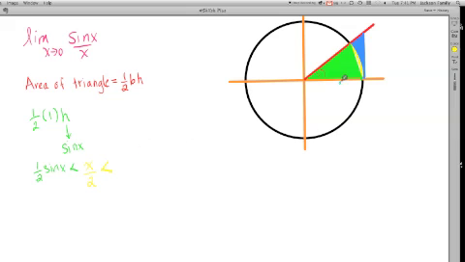Now let's go ahead and look at the area of the blue triangle, which is obviously greater than our sector right here. And again, we'll use the formula 1/2 base times height. So if we look at our base, it's again 1.